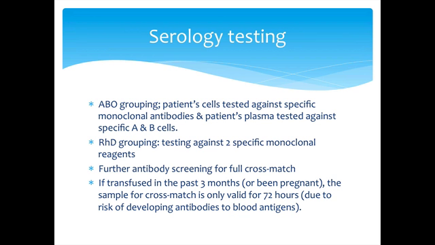Now, if you've been transfused in the last 3 months or have been pregnant, the sample for cross-match is usually only valid for about 72 hours. That's due to the risk of developing antibodies to blood antigens. In fact, in my current hospital trust, if you have received 3 units of packed red cells, you can't then request more without doing another sample for group and save or cross-match.